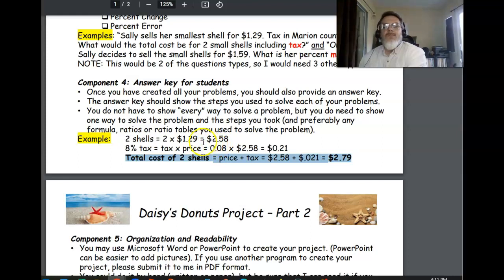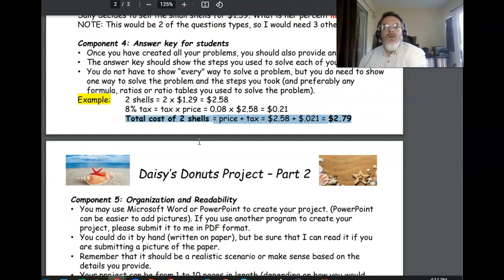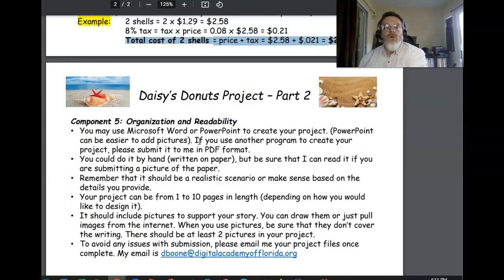So this is my answer key for my question number 1 out of my example. And so I would need to do the same thing for each question that I did. So the component 5 is organization and readability. Please do this in an organized way so that if just anyone were to walk up and read your paper, they would be able to do that.